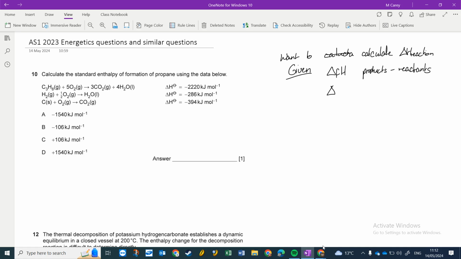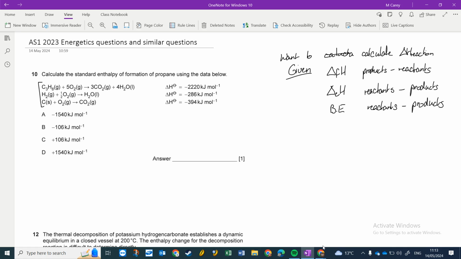If you're given enthalpy of combustion, not that you want to calculate it, that you're given it, it's the total sum of the enthalpy of combustion of reactants minus products. And if you're given bond dissociation enthalpy or bond enthalpy, right, again, you will use the bond dissociation enthalpy of reactants total subtract products.